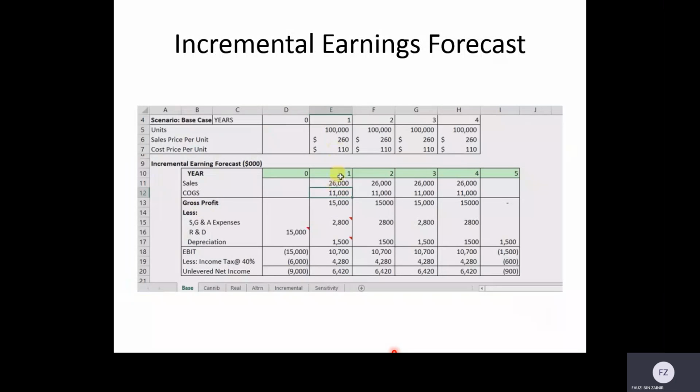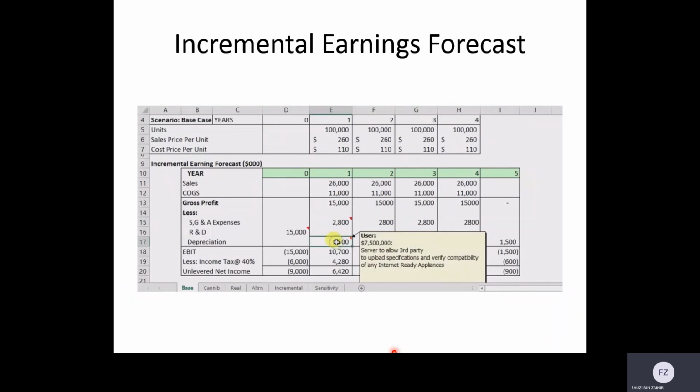So the gross profit for the first year is going to be 26 million minus 11 million, which gives you 15 million. And then we have SG&A expenses. I've already mentioned that the Linksys company has decided to commit $2.8 million per year on marketing costs, which include all the staff costs as well as other overhead costs.